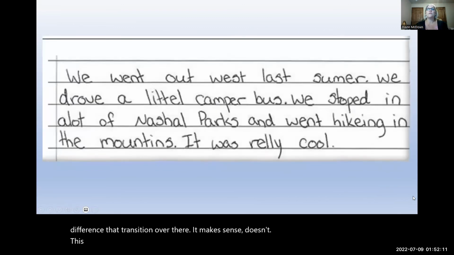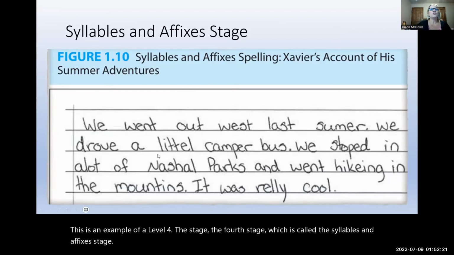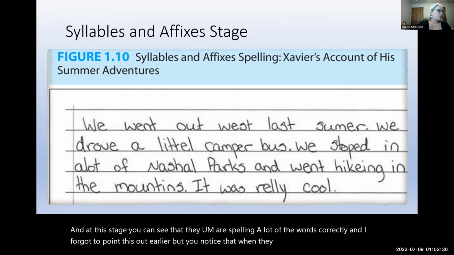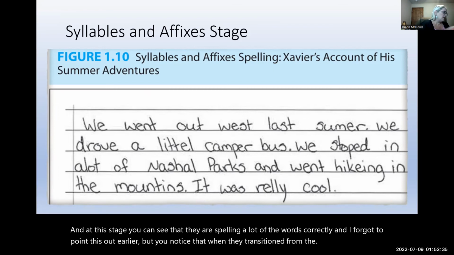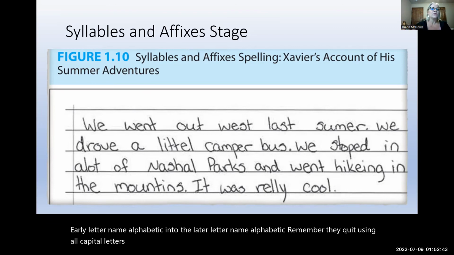This is an example of a level 4, the fourth stage, which is called the syllables and affixes stage. At this stage, you can see that they are spelling a lot of the words correctly. I forgot to point this out earlier, but you notice that when they transitioned from the early letter name alphabetic into the later letter name alphabetic, they quit using all capital letters, right? So hopefully you're noticing this handwriting improvement as we go through these stages.